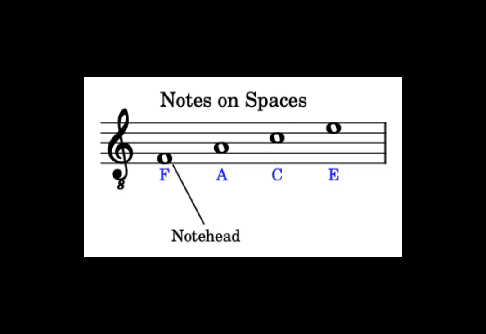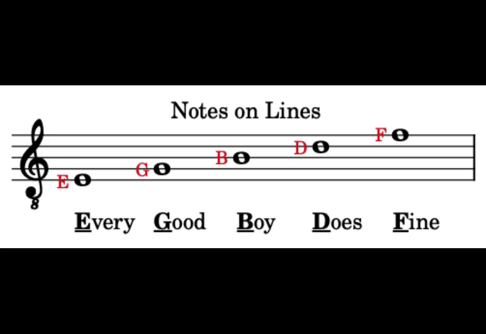The notes on the spaces in treble clef from bottom to top spell the word face, F-A-C-E. Note heads are written as an oval shape. Notice their location on the spaces in this example. The notes on the lines from bottom to top are E, G, B, D, F. You can remember this sequence from the sentence, "Every good boy does fine." Notice the location of note heads on the lines in this example.